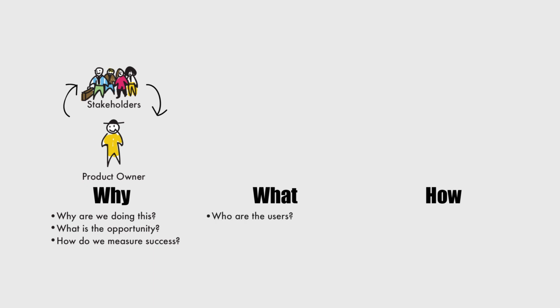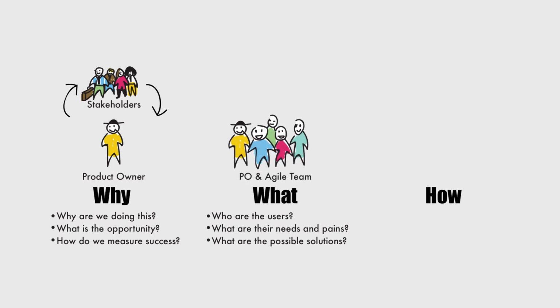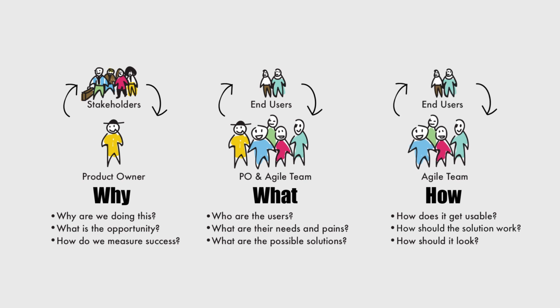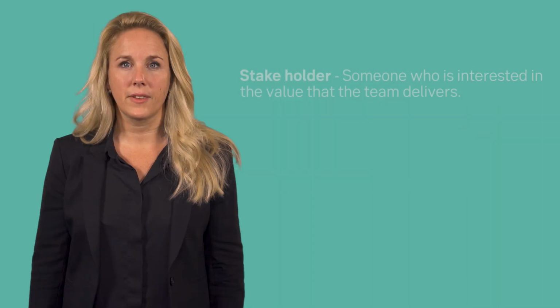What? Who are the end users? What are their needs, pains, and gains? What are the possible solutions that we see? This is the responsibility of the product owner together with the Agile Scrum team, validating with end users. And how? How does it get usable? How should the solution work? How should it look? This is the responsibility of the Agile Scrum team, and they are validating with end users to make sure that they build the right solutions.